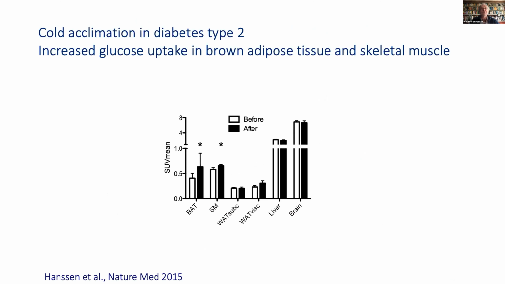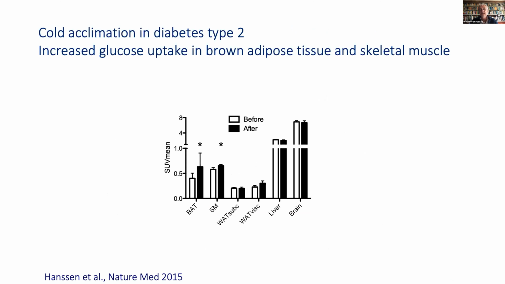Interesting though, if you look at the increase in glucose uptake, which is indicated here by the SUV mean, sorry for that, but it's just a measure, it shows how much glucose has been taken up. Of course, you see the significant increase in brown fat, as I showed you, but also here in SM, the skeletal muscle, there's a significant increase in glucose uptake, showing that skeletal muscle was more active.